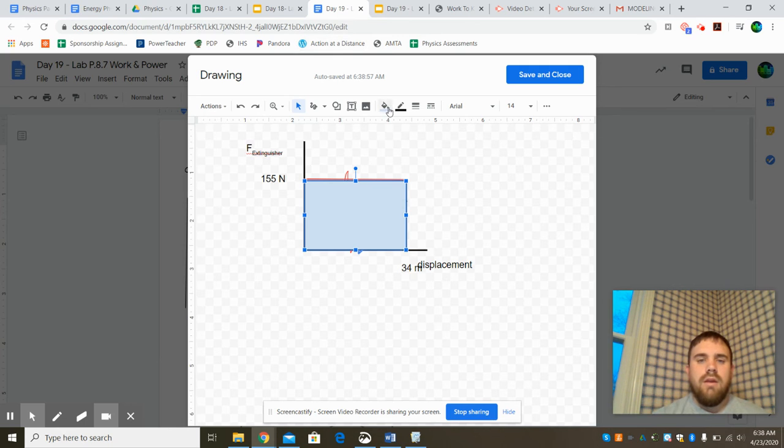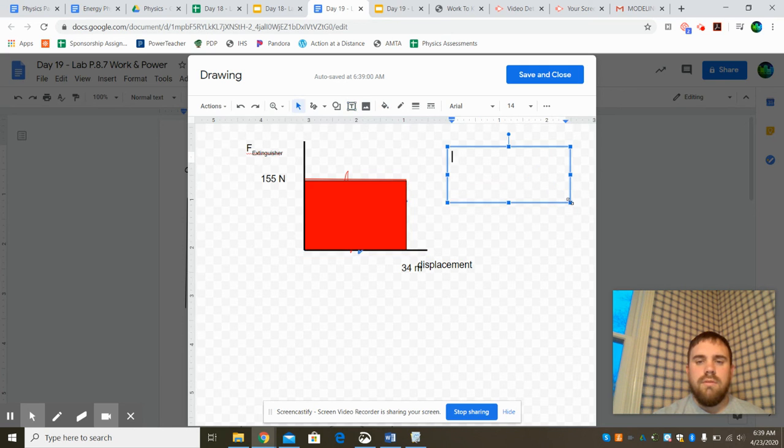And how do you find the amount of area of a rectangle? Well, you would just simply say that the work, or the amount of energy added, is equal to the height, which is 155 newtons, times 34 meters. And then you would multiply those, and that would be your amount of work. And if you're like, well, wait a minute, the units don't add up. Well, let's think about that. When you take newtons times meters, that's the same thing as a joule. So therefore, we will indeed get energy units when we find the area under this curve.